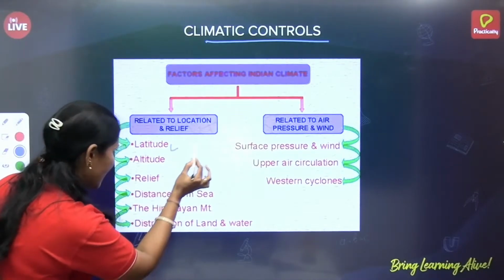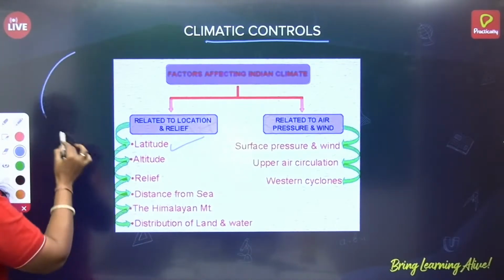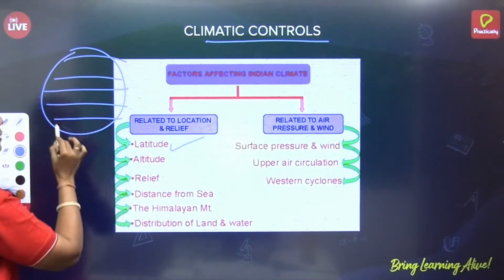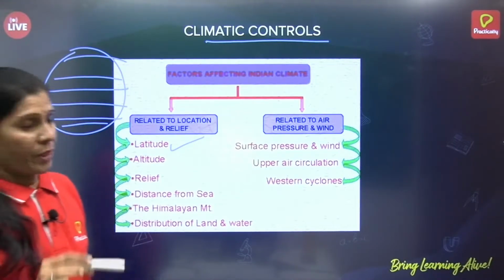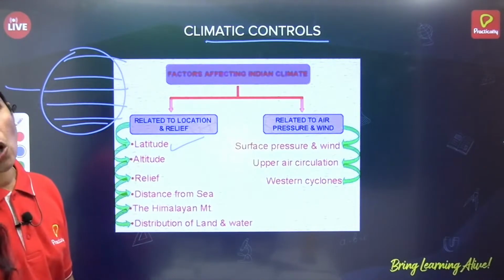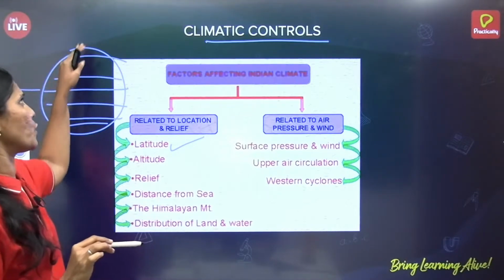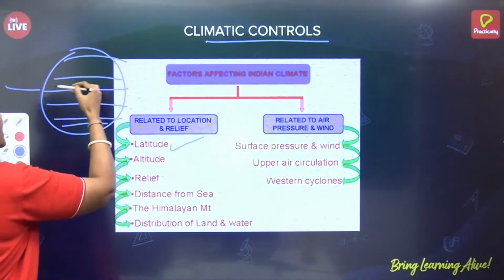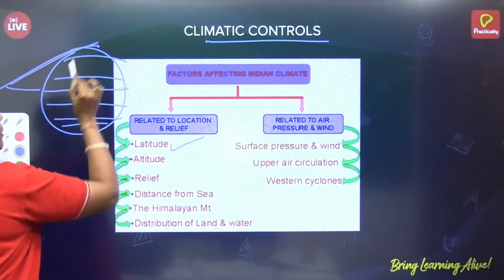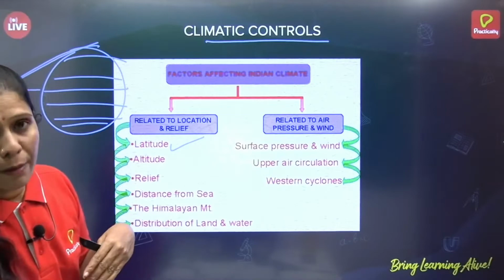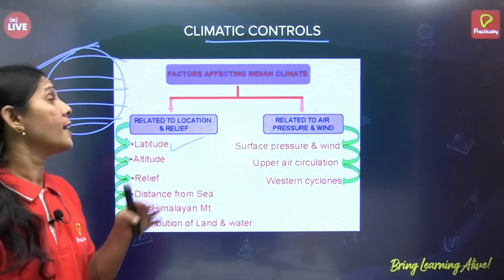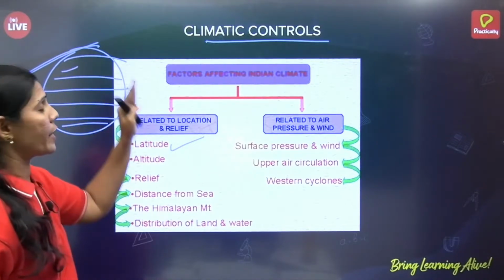Most important is latitude. As in the previous class I told you, it depends on the sun rays received by the earth's surface. Places receiving direct rays are hotter when compared to the places which are near the poles. As it comes to the poles, the sun rays travel a long distance. In such cases, what happens? These sun rays will be reduced.